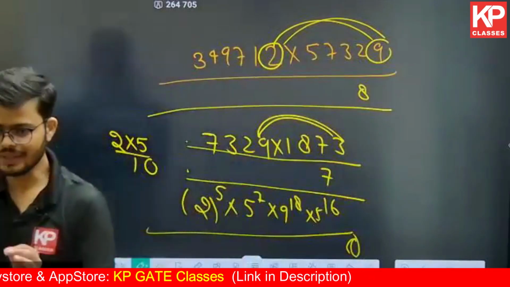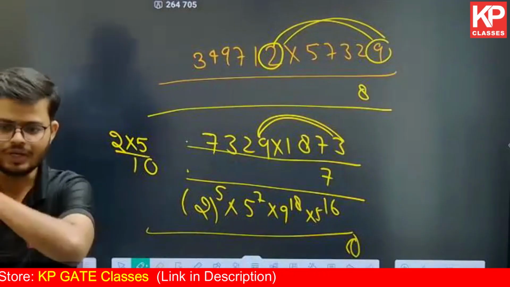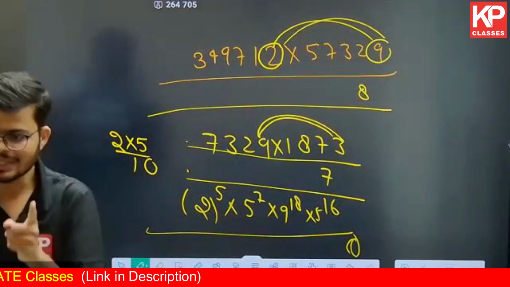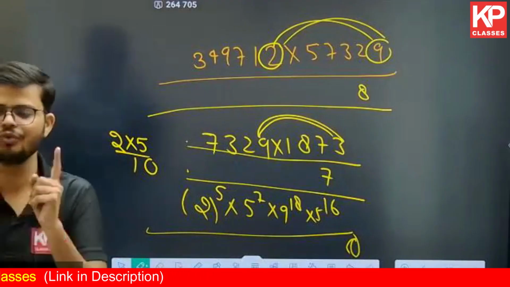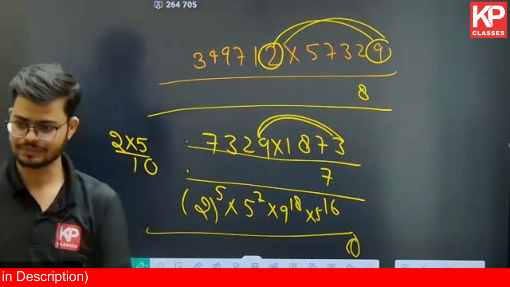So, in case of unit digit, if any sort of multiplication is given, we don't need to multiply all the numbers that are there. We will be only multiplying the numbers at the unit places, and that is how we will be finding the unit digit in all these cases.